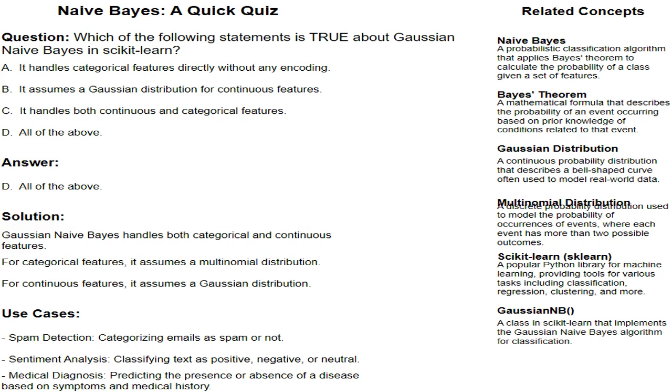You can use scikit-learn's GaussianNB class to build a Gaussian naive Bayes classifier. This class offers methods to train the model on your data, predict new data, and evaluate the performance of the model. GaussianNB is a class in scikit-learn that implements the Gaussian naive Bayes algorithm for classification.